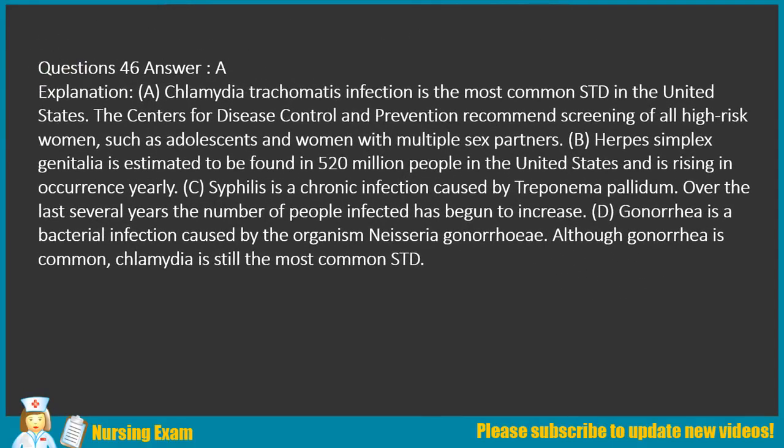Question 46 Answer: A. Explanation: A. Chlamydia trachomatis infection is the most common STD in the United States. The Centers for Disease Control and Prevention recommends screening of all high-risk women, such as adolescents and women with multiple sex partners. B. Herpes simplex genitalis is estimated to be found in 520 million people in the United States and is rising in occurrence yearly.